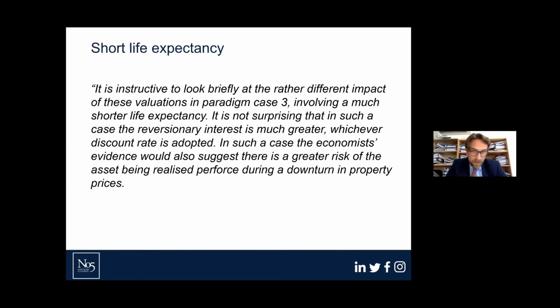Now, just pausing there, I'm sure most of you know this, but in case you don't, there were various paradigm or hypothetical cases, which are in fact next to the judgment, which were used by the court as an aid to discussion, so as to see what the outcome of various approaches to calculation of damages in those cases would be. Now, it goes on, involving a much shorter life expectancy. It is not surprising that in such a case, the reversionary interest is much greater, whichever discount rate is adopted. In such a case, the economist's evidence would also suggest that there is a greater risk of the asset being realised perforce during a downturn in property prices. Next slide, please.